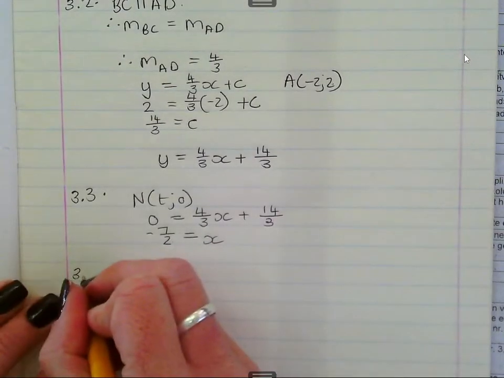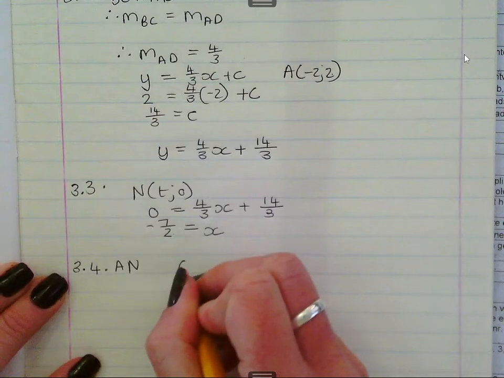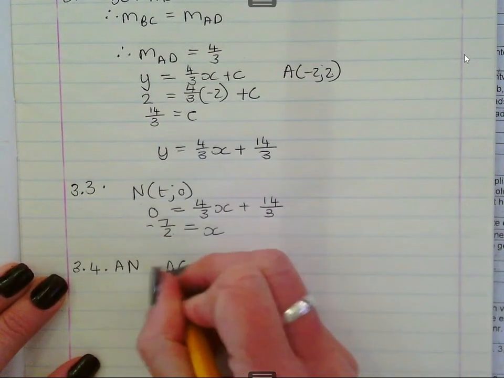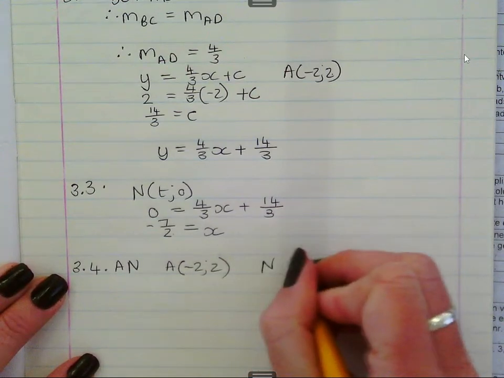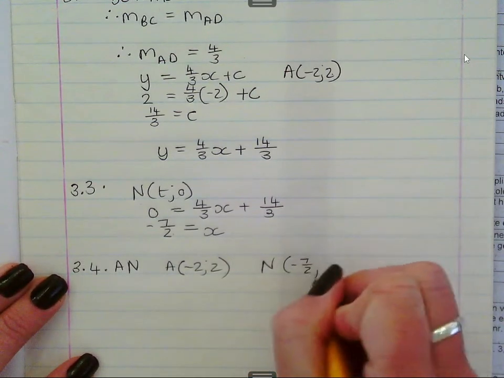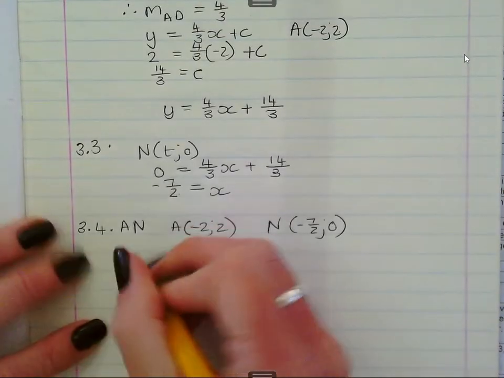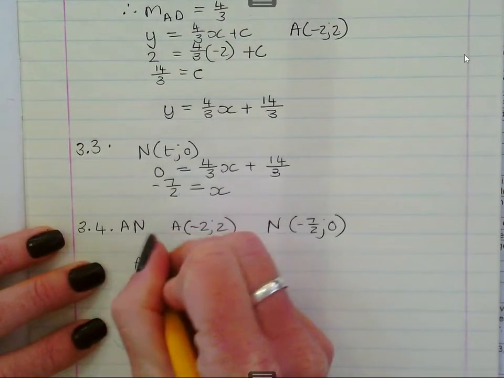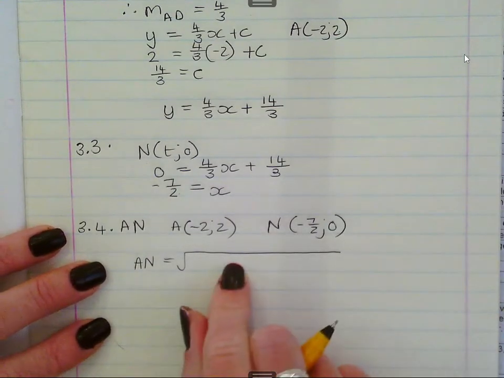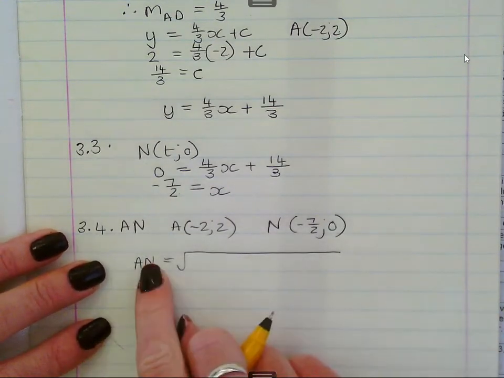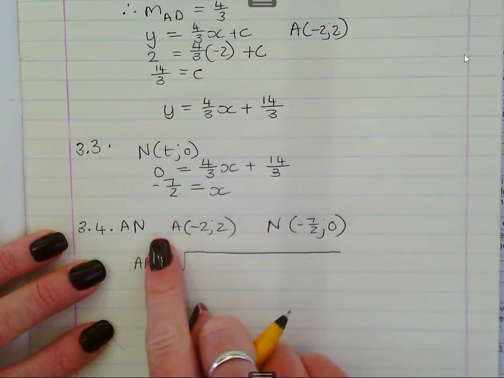Then 3.4, calculate the length of AN. So A, the coordinate I have, is (-2, 2). And N, the coordinate I have, is (-7/2, 0). So AN will be equal to the square root. And you see now I'm using the square root one again because I want the distance. If they give me the distance, I'd rather use this square formula.